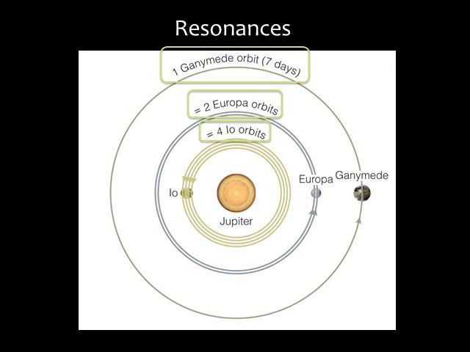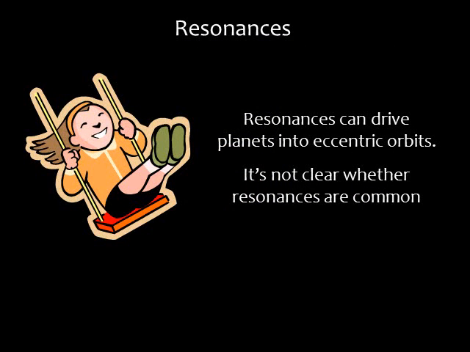The net effect is much like pushing a child on a swing. If timed properly, a series of small pushes can add up to a resonance that causes a child to swing quite high. For the 3 moons we just talked about, the resonance that makes their orbits elliptical comes from the small gravitational tugs that repeat at each alignment. The bottom line is that resonances can drive planets into eccentric orbits. It's just not clear whether resonances are common enough to explain the many planets that we found with highly eccentric orbits.